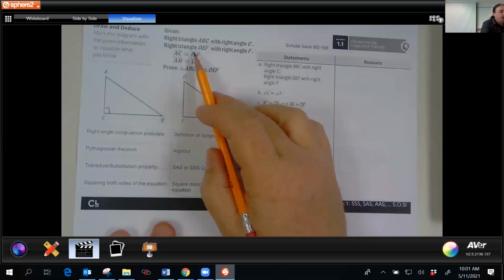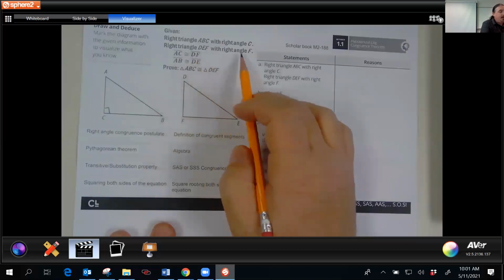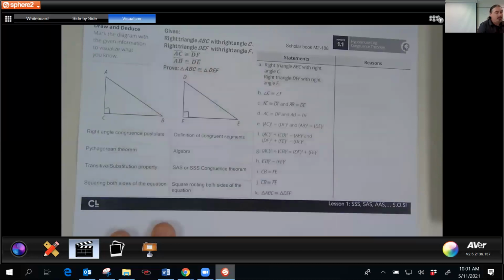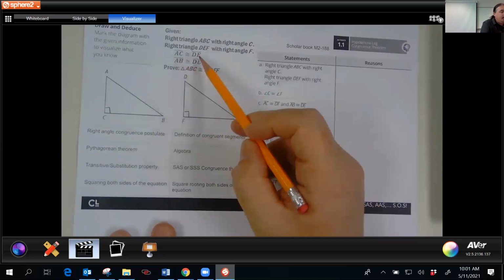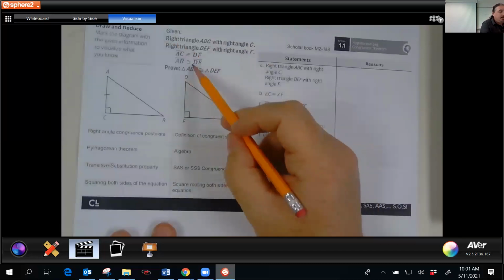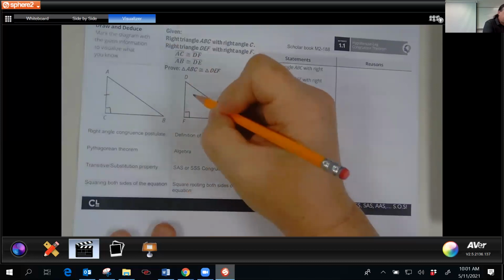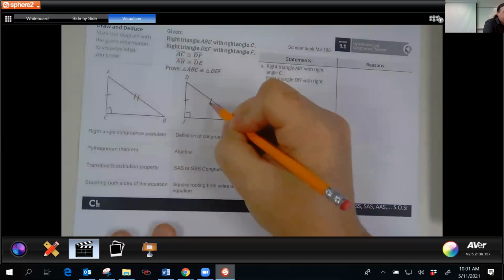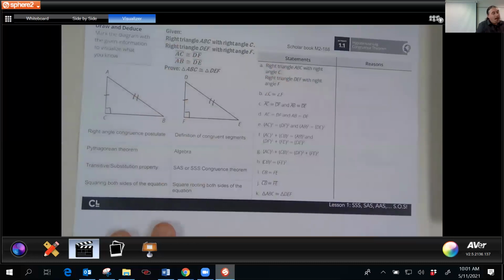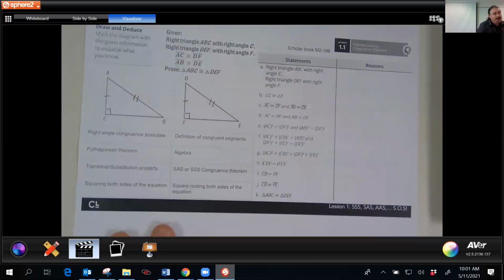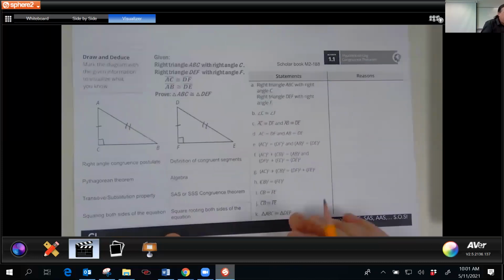And that right triangle DEF with right angle F, what does that mean? Well, that's right. It's very important. AC is congruent with DF. AB is congruent with DE. There we go. So looking at what we have so far, can we use any of our theorems?